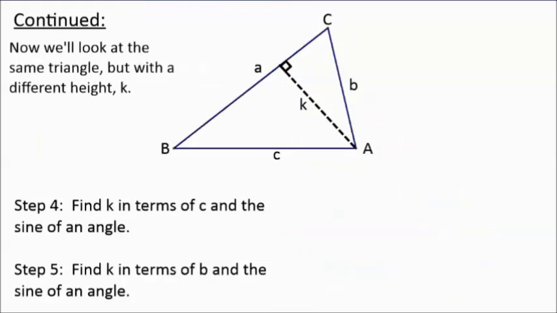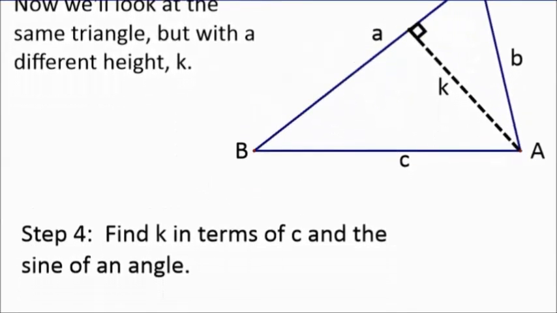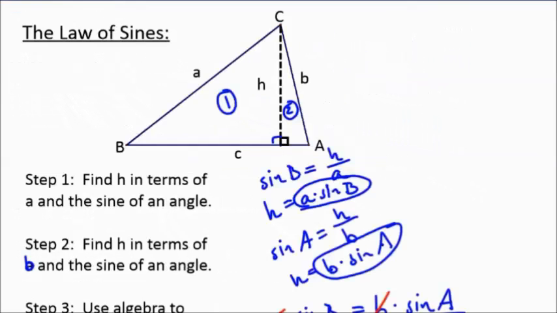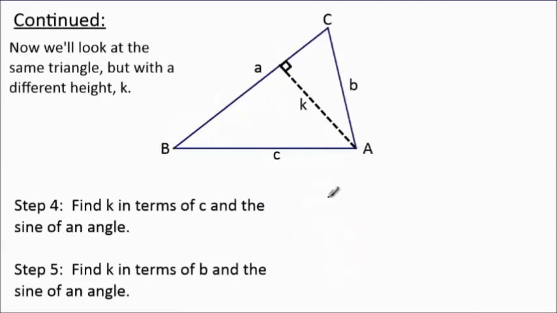Now, to continue, we're still developing this formula. What you just saw is part of the formula, and there's a little bit more that we have to find. So we're going to find k now in terms of c and the sine of an angle. This triangle is the exact same triangle as the one on the previous screen, but I've drawn the height in from a different vertex. On the previous screen it was drawn in from side c. On this screen we're going to draw it from A.